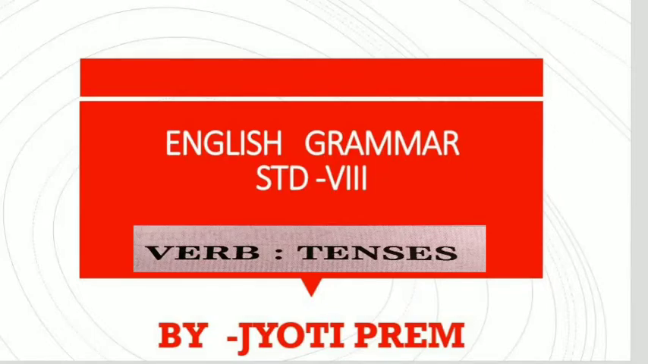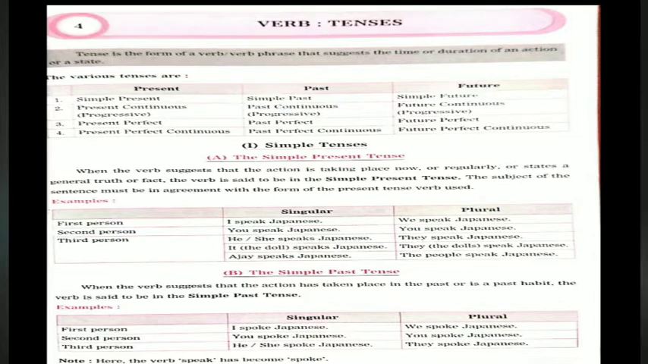So students, today our topic is tenses. Now tenses, what do you mean by tenses? Tenses denote the time of action. Now tense is equal to tempus. It is a Latin word that means time, and it can be divided into three parts, that is the present, past and future.